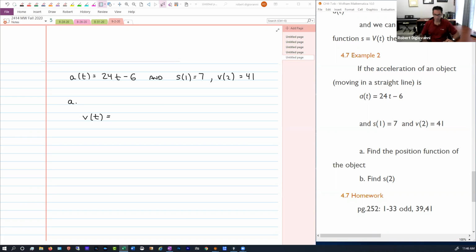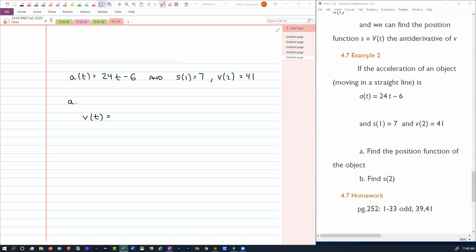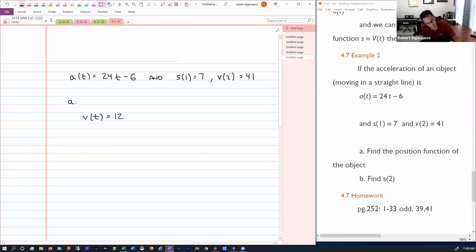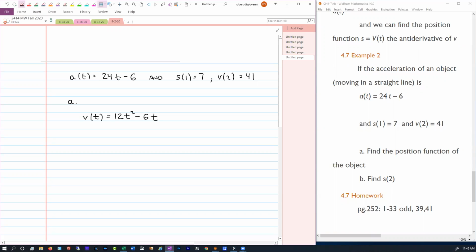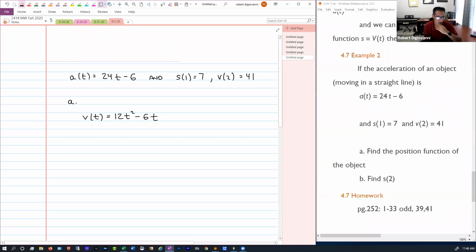All right, Nick. So what is the antiderivative of 24t minus 6? And just keep in mind, we're using t instead of x now. 12t squared minus 6t. Or t, my bad. That's all right. You said t on the first one. Okay, now that is almost there. It's an antiderivative. Oh, plus c.